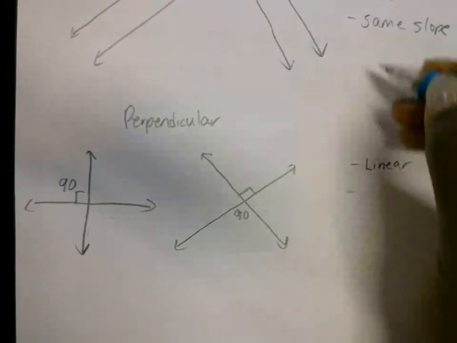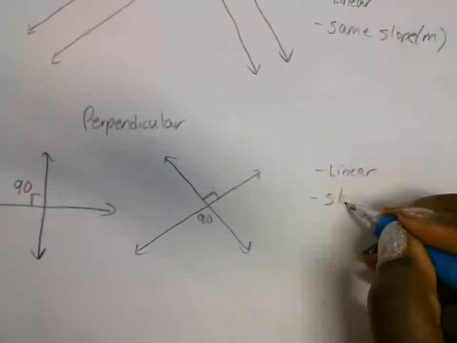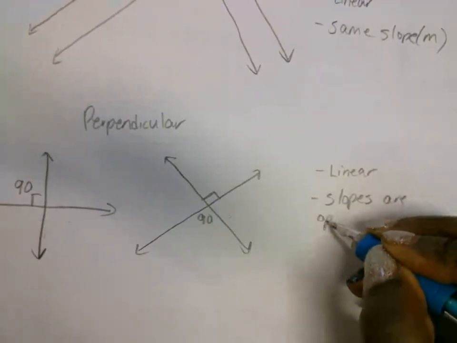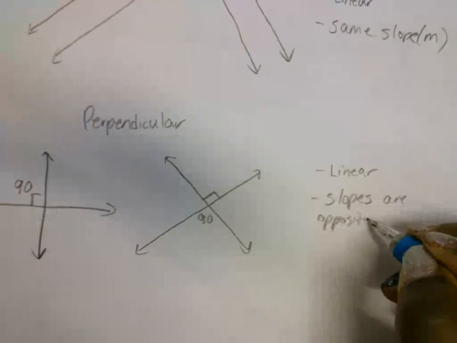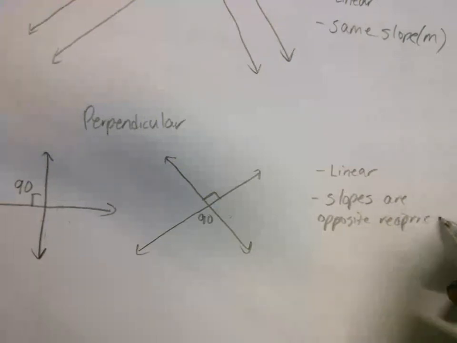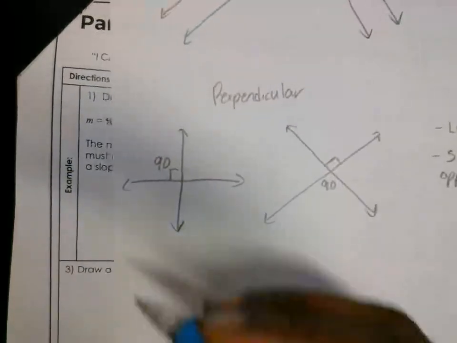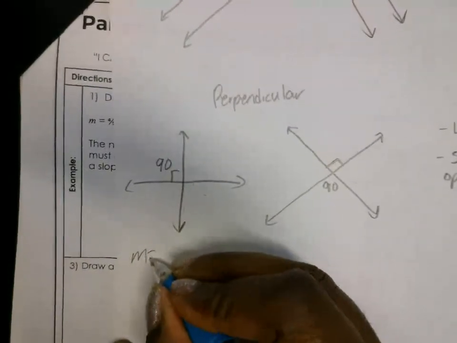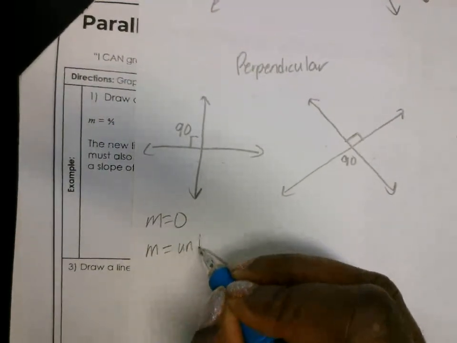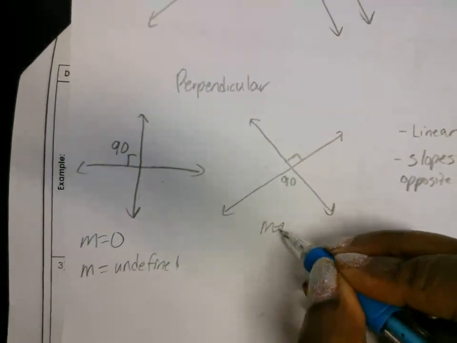But the slopes of perpendicular lines, remember the letter we use for slope is M, are opposite reciprocals. I don't know how to spell reciprocal, I'm terrible at spelling. But it means that if the slope of one line is zero, the slope of the other line is undefined.